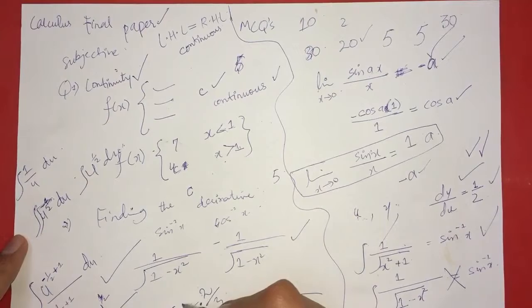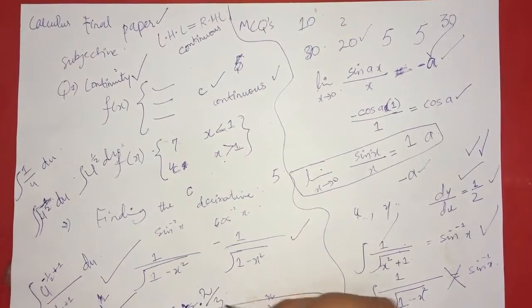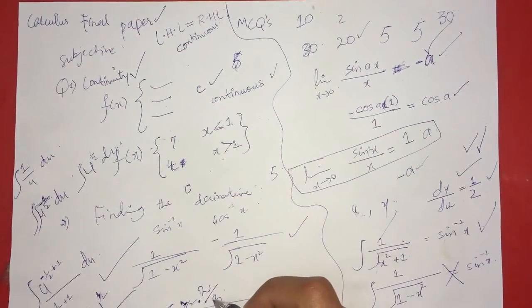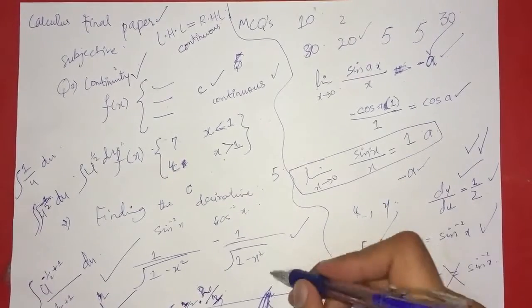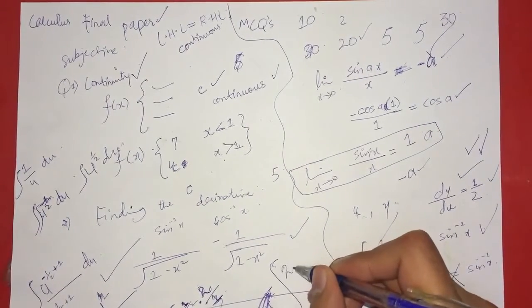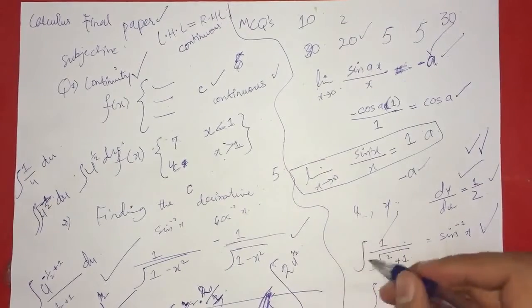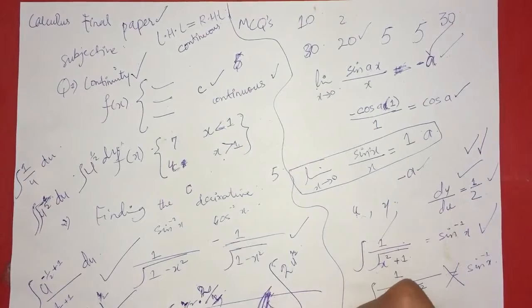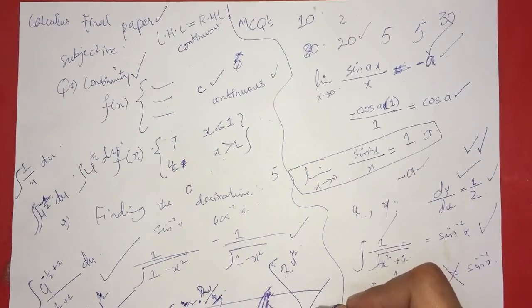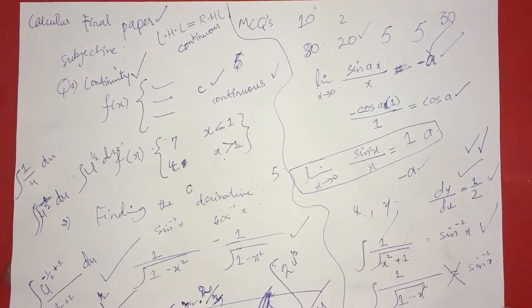Whenever a power is shifted from denominator to numerator, its power is minus 1 by 2. Minus 1 by 2 plus 1 is always 1 by 2, and it's going to be 1 by 2 as well. So it's 1 by 2 into 2 by 1. So it's going to be 2 u power 1 by 2, which is 2 under root u. So we got 2 under root u.